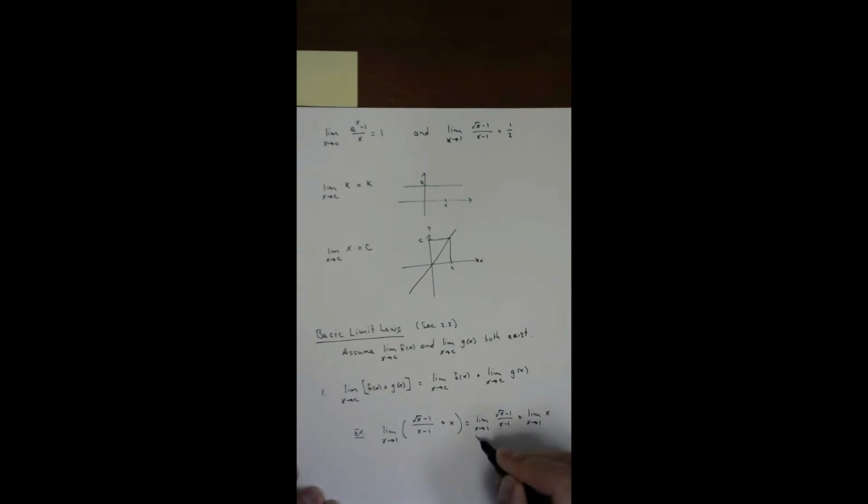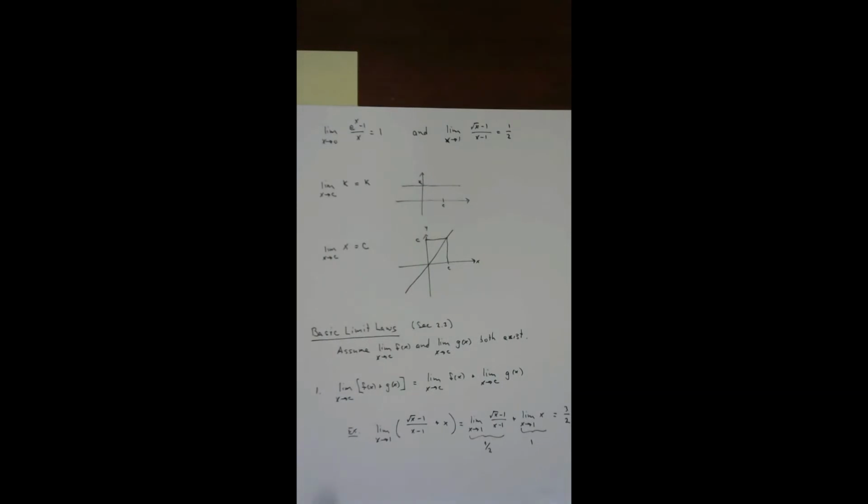This guy is the limit that we looked at last time, 1/2. And as x goes to 1, x goes to 1. So this limit will be 1. We'll get 1/2 plus 1. The limit is 3/2. Okay, so there's our first limit law.